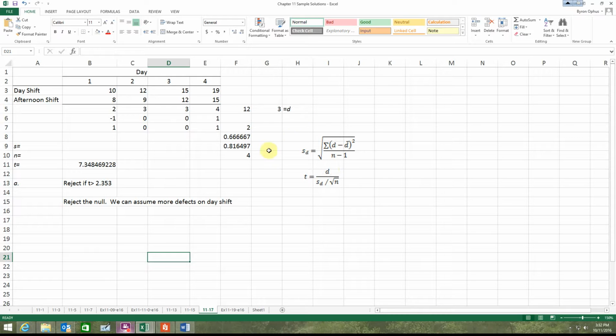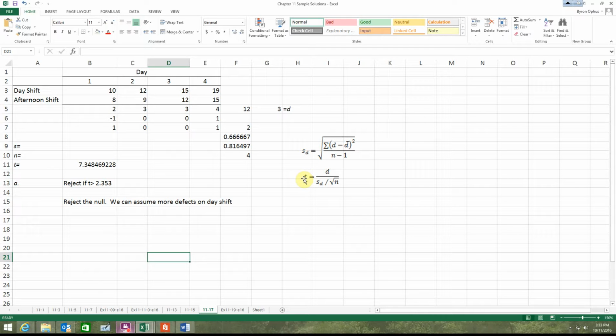So that's the greater than, right? That's the alternate hypothesis. Okay, that the day shift has more. Okay, so what do we do? Well, the formulas are given to us.